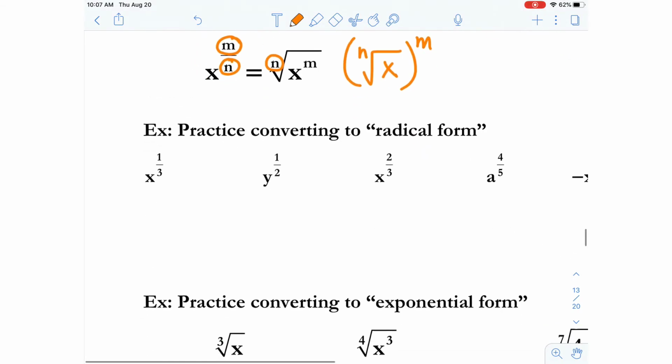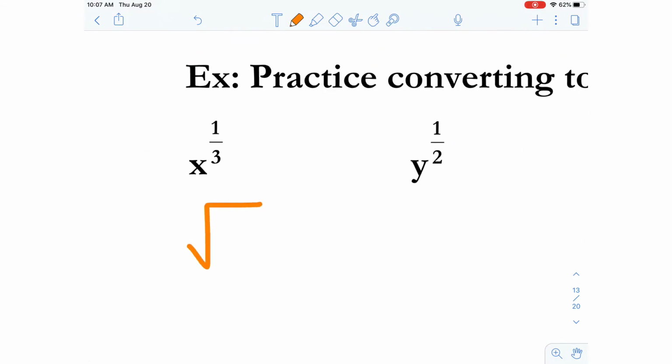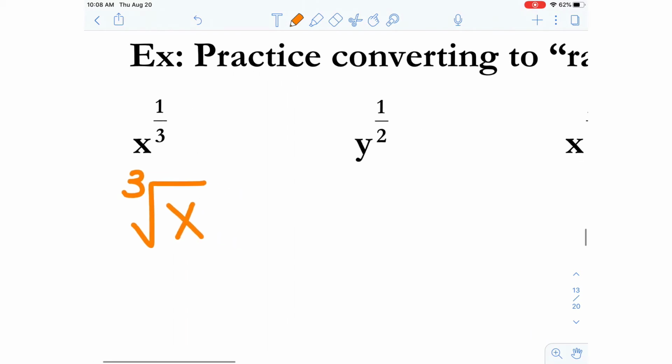But let's convert to radical form. So for this first one, this is just cube root of x. The next one would just be square root of y.